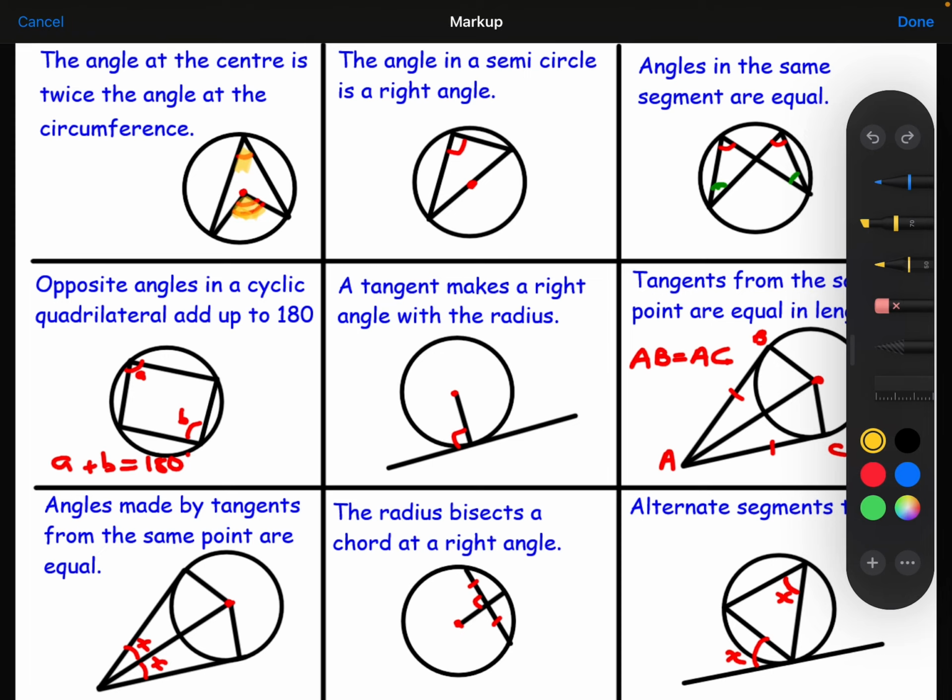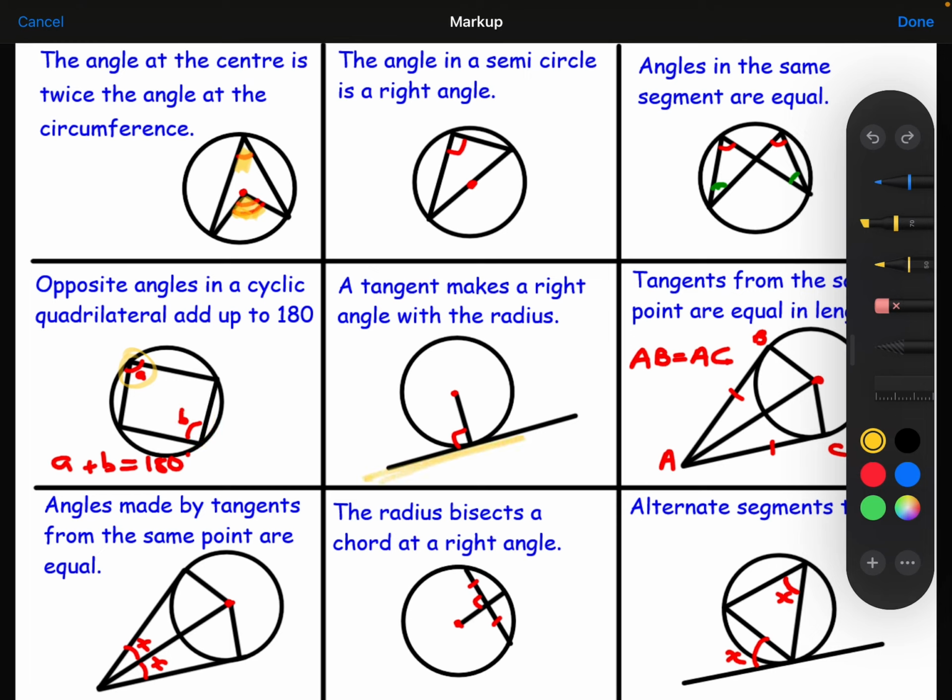The opposite angles in a cyclic quadrilateral. A cyclic quadrilateral is a 4-sided shape where all corners, all vertices, are on the circumference of a circle. That's a cyclic quadrilateral. And if you have a cyclic quadrilateral, the opposite angles will add up to 180 degrees.